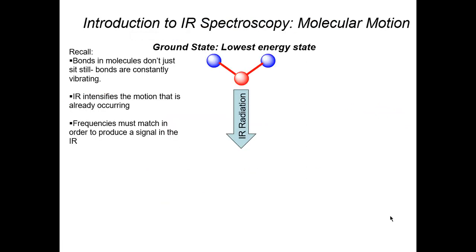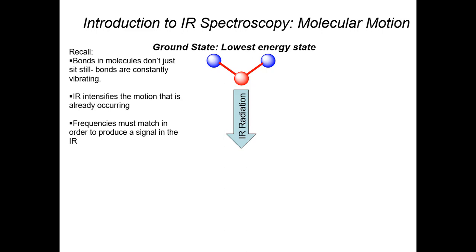Okay, so some of the different molecular motions that are possible. If you think about bonds between atoms as springs, the atoms bonded together are able to move as they're attached to those springs. Bonds in molecules are always vibrating. And so the infrared we just talked about intensifies the motion that's already occurring if the frequency of the infrared radiation matches the frequency of the vibration of the bond.